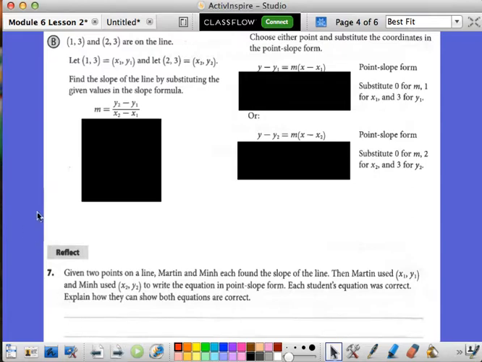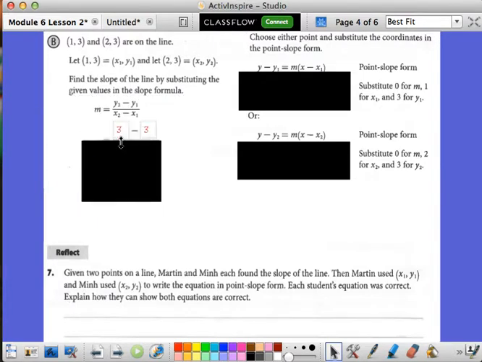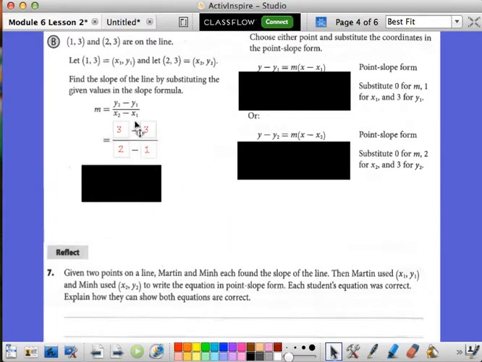So here you have (1, 3) and (2, 3), and you know that they are on the line. So they're on one line together. Since they're on the same line, they have to be on a line that has the same slope. And to find the slope, I'm going to use my slope formula, and I'm going to plug in my numbers. So here I have 3 minus 3 over 2 minus 1.